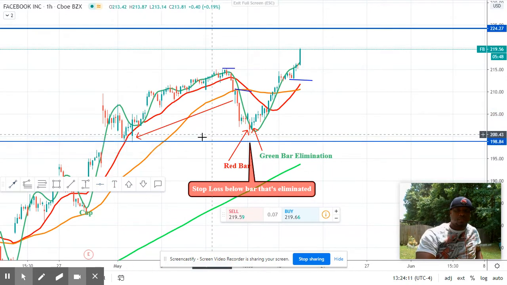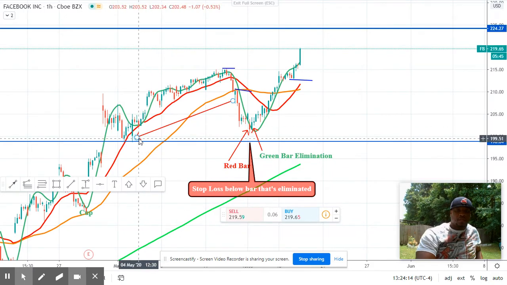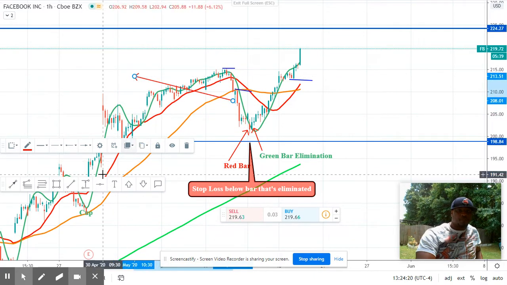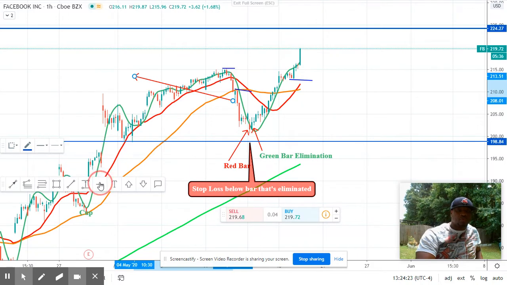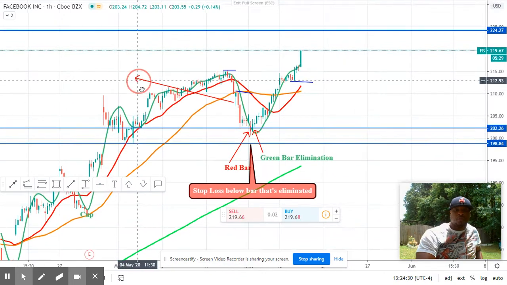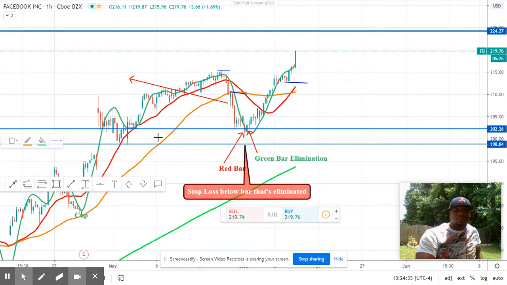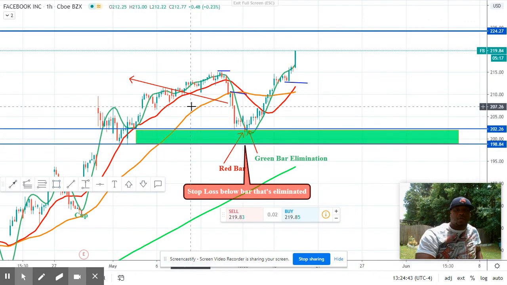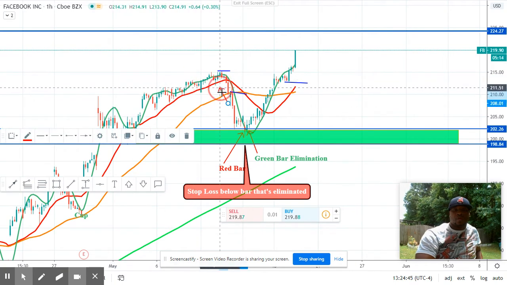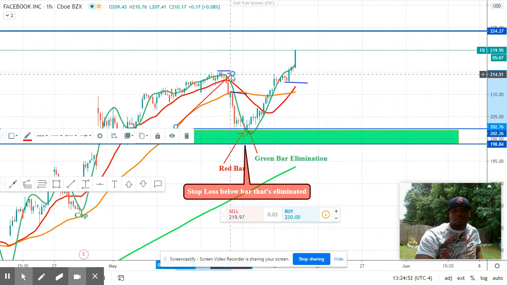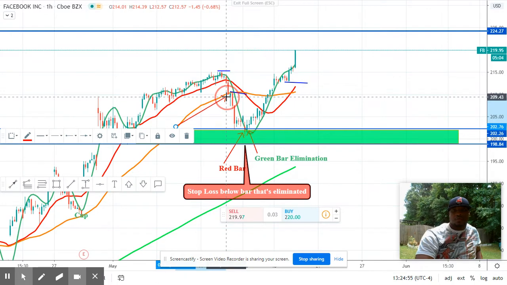Boom. That's one area right here. And you got this area right here. So it's two zones. One is your first target zone, and the other is your second target zone. All right. And then you would draw a box in this area. And if price comes in this area, you take profit. All right. Remember, you did what? When this green bar, the green bar right here was eliminated.